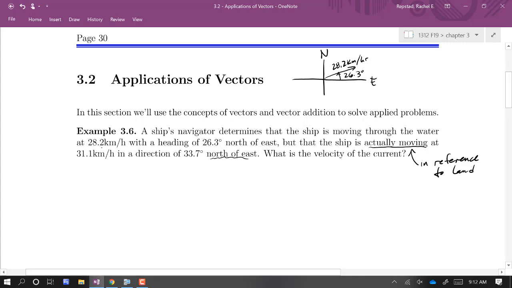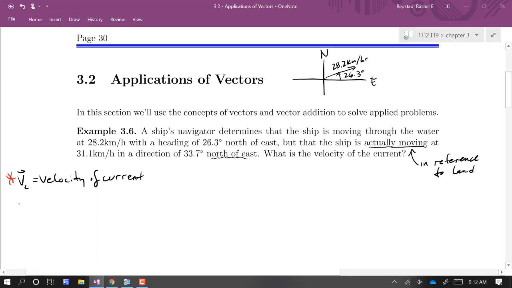It looks like the current is helping out this ship, because the actual velocity is a little bit more than the velocity of the ship through the water. So we have three velocity vectors. We have this one, the velocity of the current. I'll call that VC. And we'll just note that's what we want to find. I'm going to put a little star next to that. That's our goal.